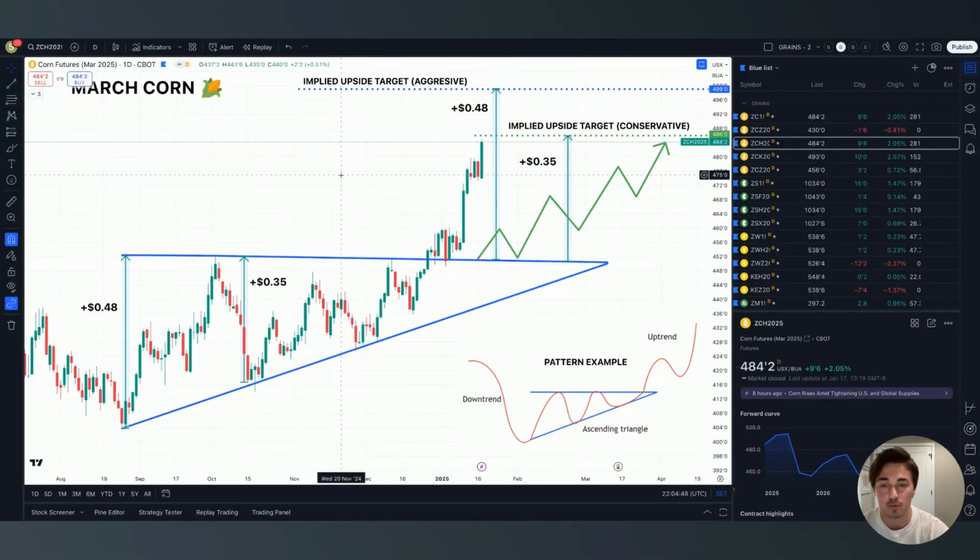Now the more aggressive way, which is actually the textbook way to calculate this implied move, is you just simply take the entire range of this triangle, which is 48 cents. So that would give you 499.